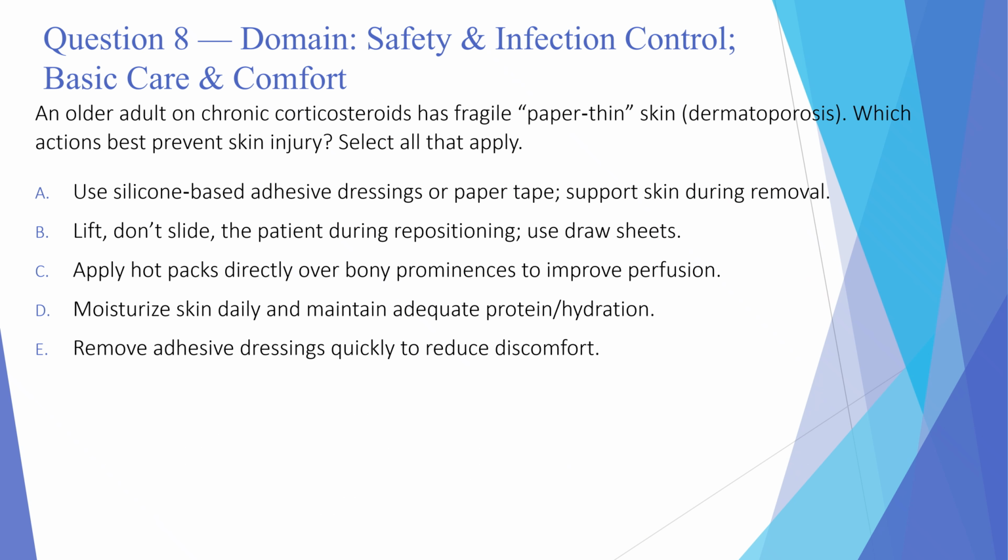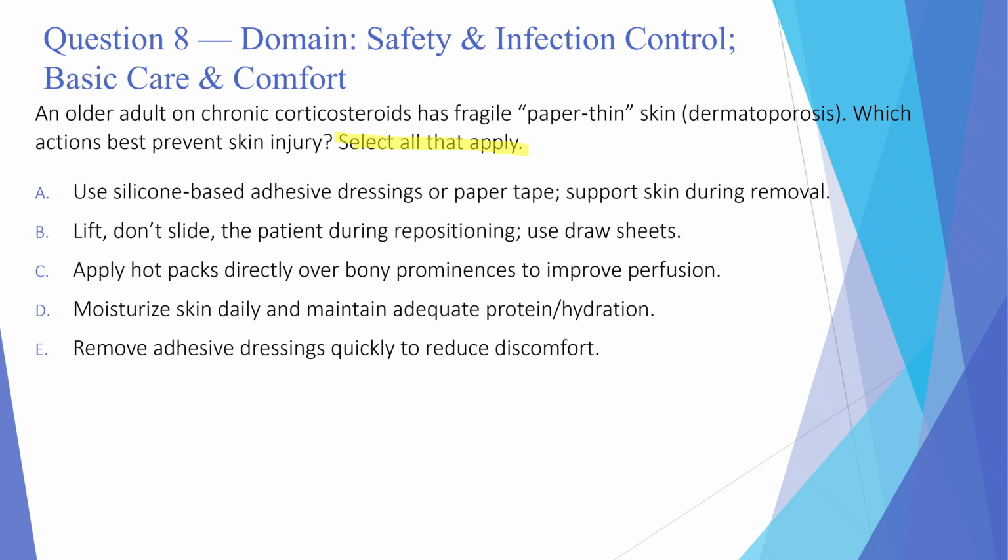Question 8, domain safety and infection control, basic care and comfort. Again, select all that apply. An older adult on chronic corticosteroids has fragile, paper-thin skin, dermatoporosis. Which action best prevents skin injury?